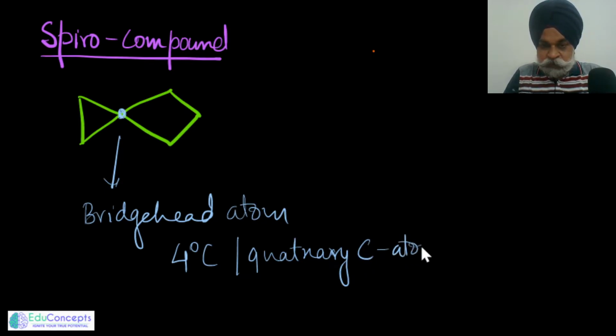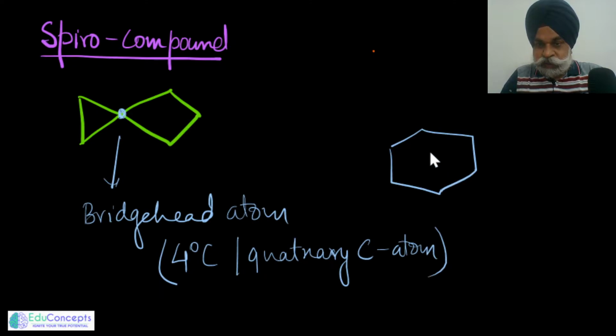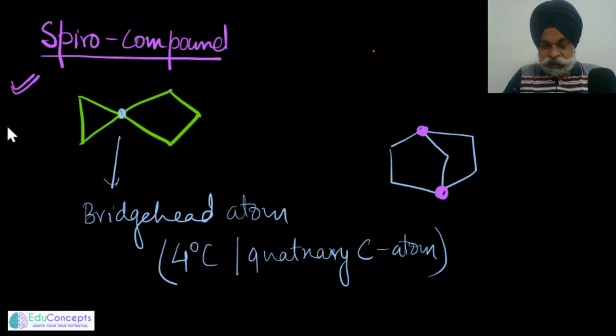Quaternary carbon atom. So unlike the bicyclo, in the bicyclo you have two bridgehead atoms, just like the way I am showing it here. So this is a compound which we are referring to as Spiro compound. A Spiro compound is a compound where two cycles are joined to each other through a common bridgehead atom, and from that bridgehead atom two cycles are drawn in each direction.